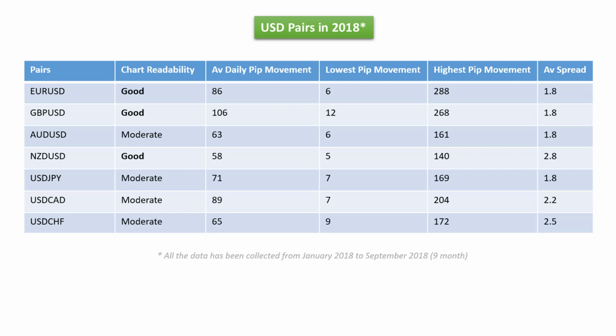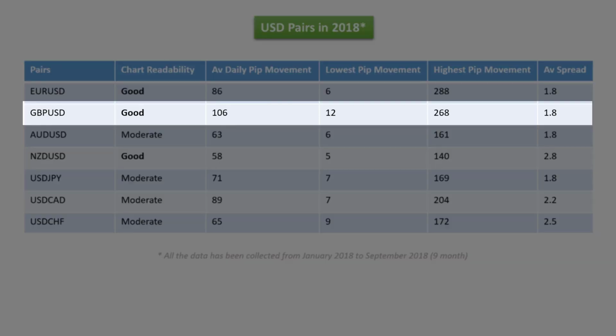Now the second currency pair in this table is the GBP US dollar. By looking at its row, you can understand that the GBP USD chart is ideal to trade and the price movement of this pair is 106 pips each day on average. The lowest price movement of this pair was 12 pips, while the highest was 268 pips in one single day in the last 9 months. The average spread for GBP USD is almost the same as the Euro US dollar.